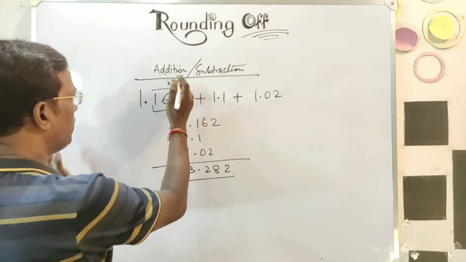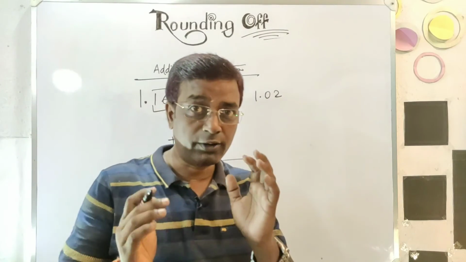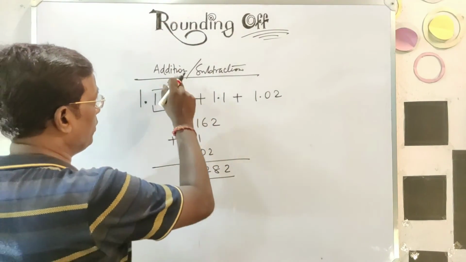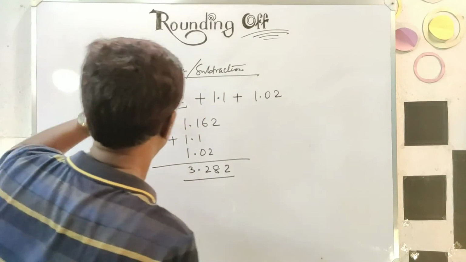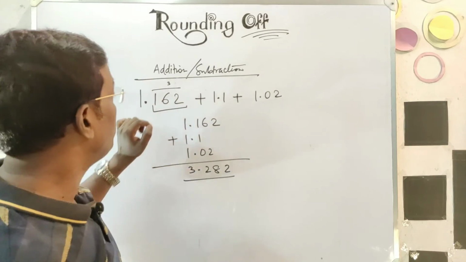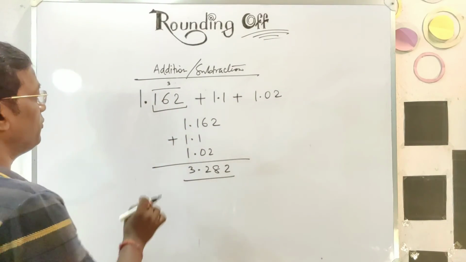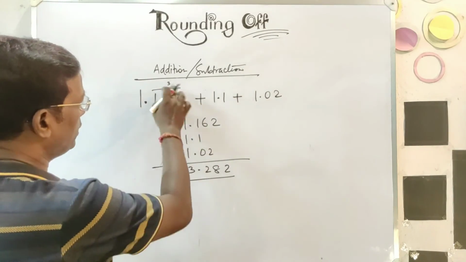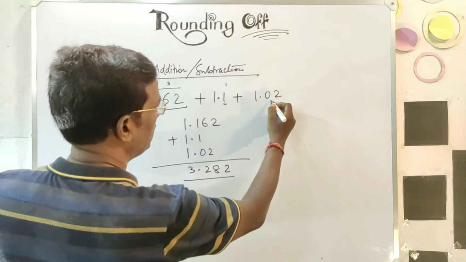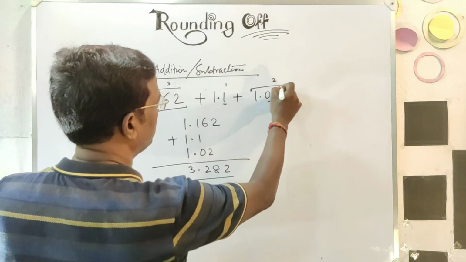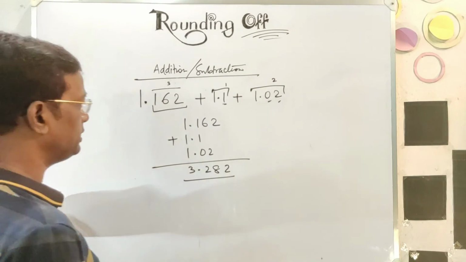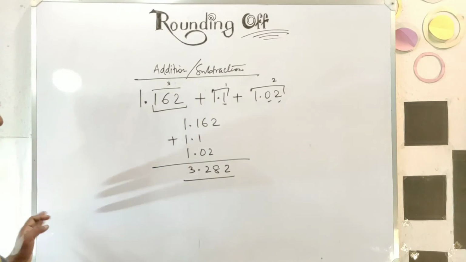We'll not take the significant figures of the number as a whole here. Remember, if you want to round off in addition and subtraction, you have to find the significant figures after the decimal, whatever digits are there. Here 1.1 has 1, and 1.02 has 2, so 2 significant figures. Remember, after the decimal you have to find the significant figures for the digits present there. Zeros or non-zeros, you have to consider.